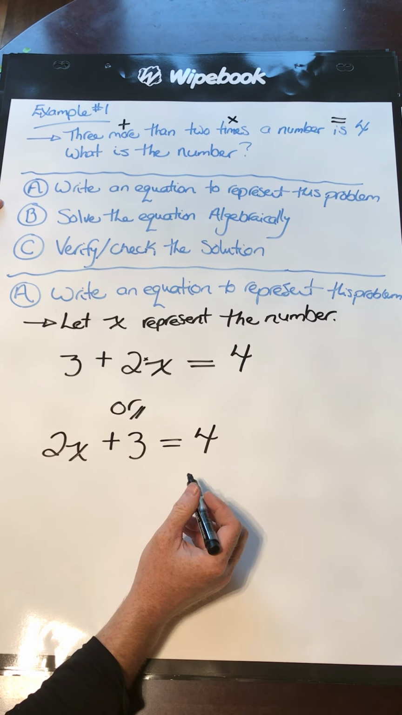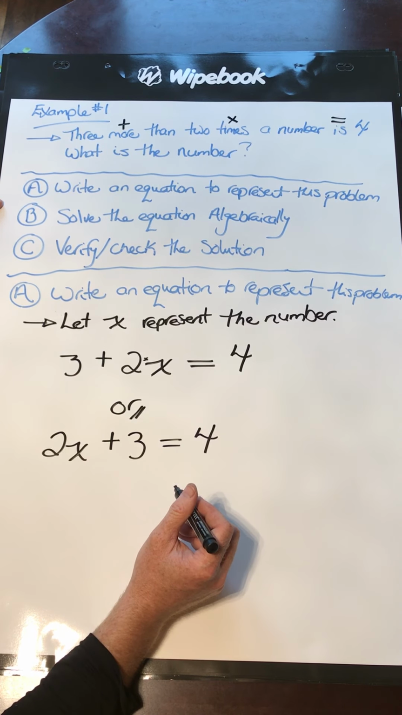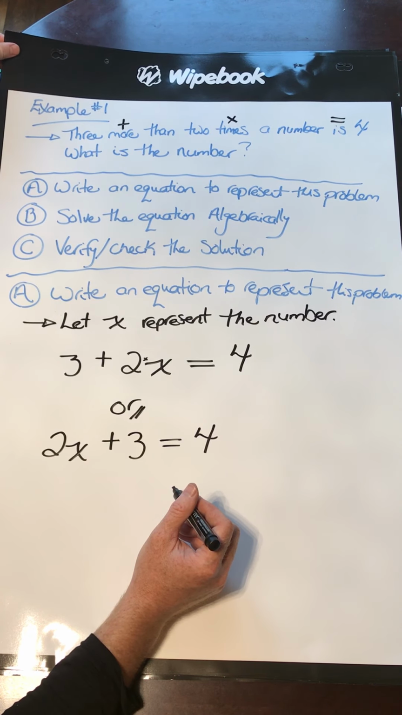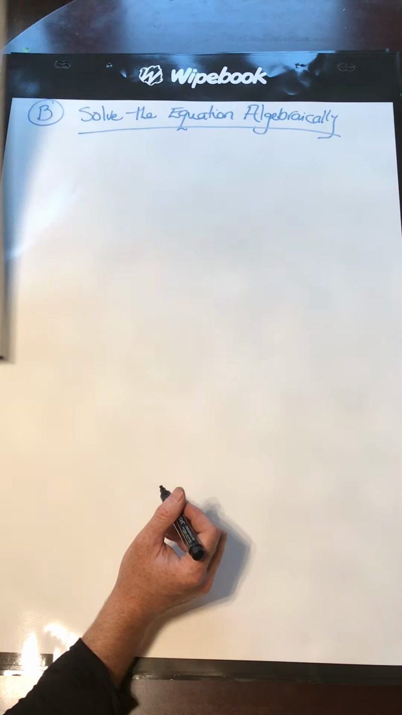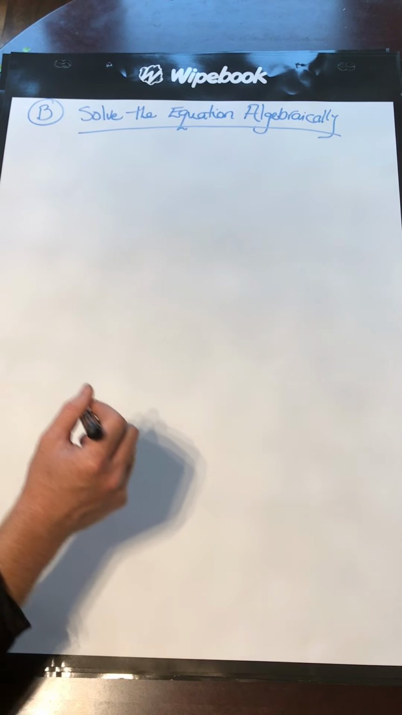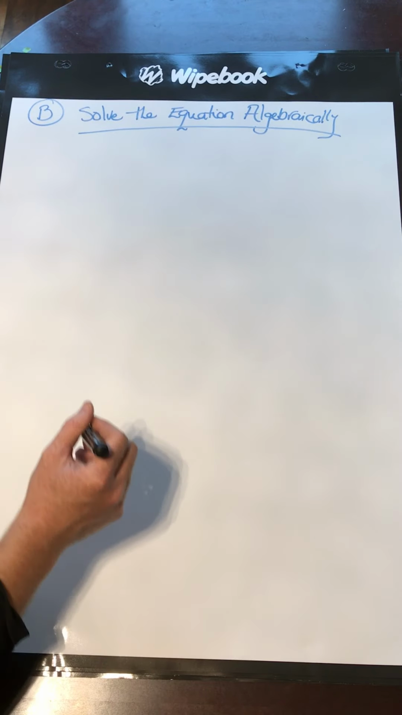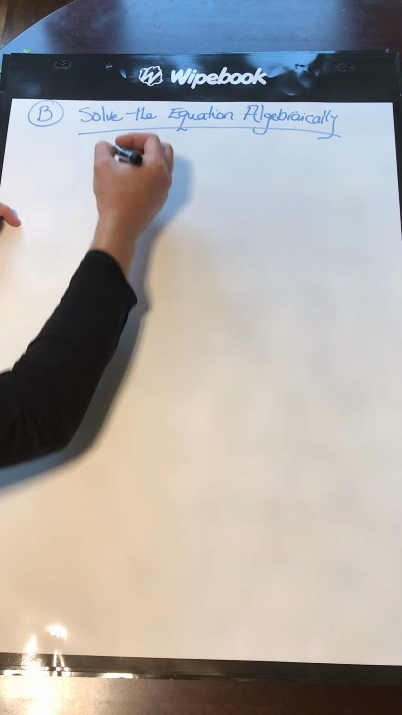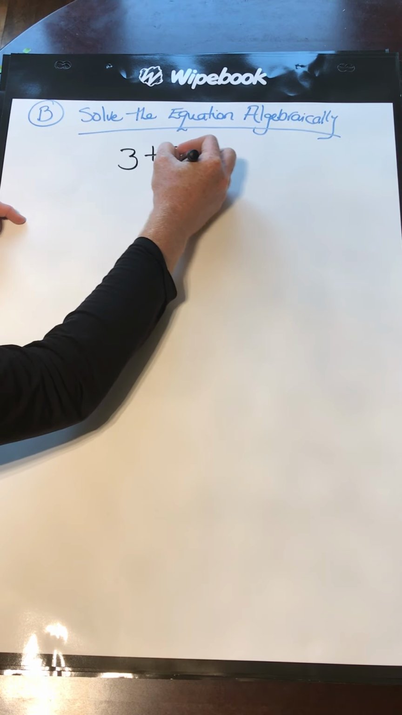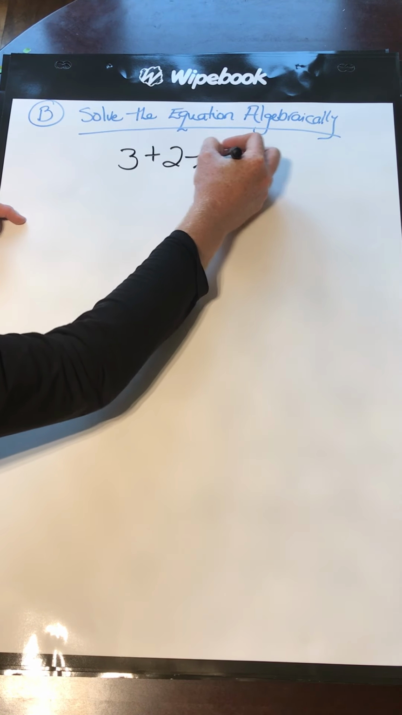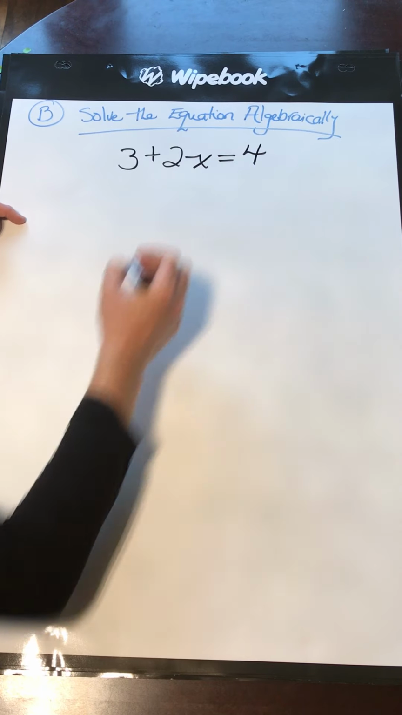So either way is good to write an equation to represent this problem. All right, we have our equation now, and the next thing that we want to move on to is that we want to solve the equation algebraically. So I'm going to solve the equation algebraically using this equation. So 3 plus 2x is equal to 4.